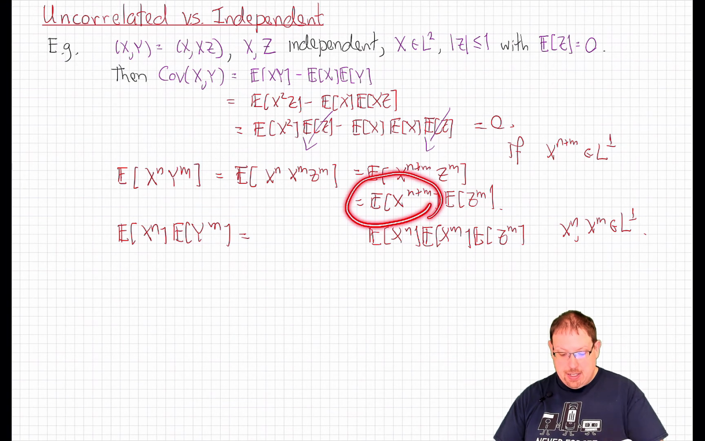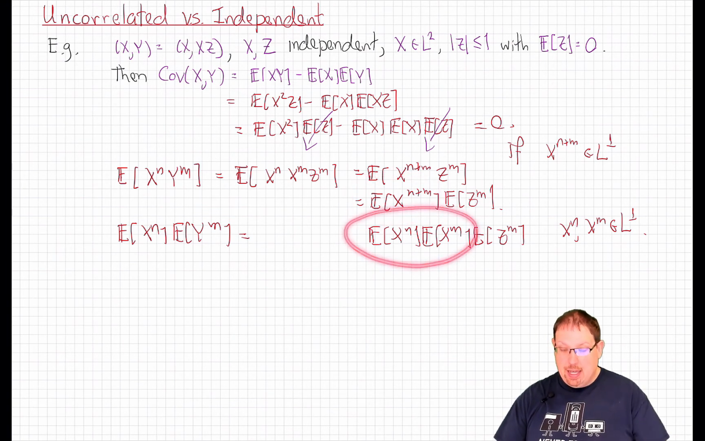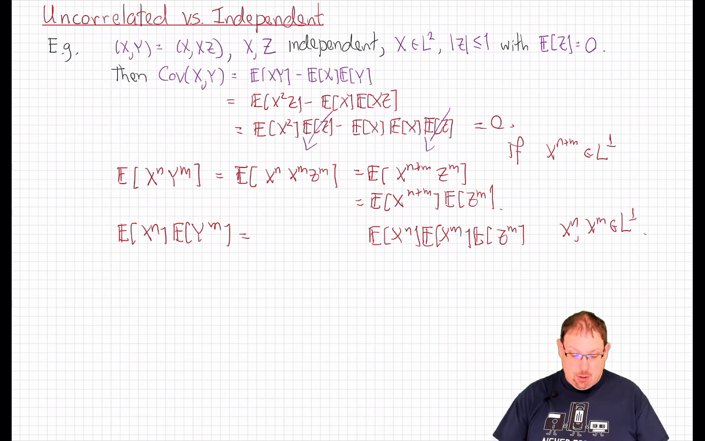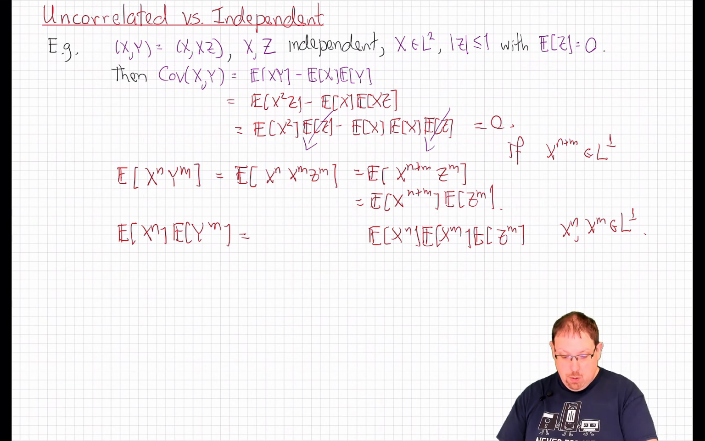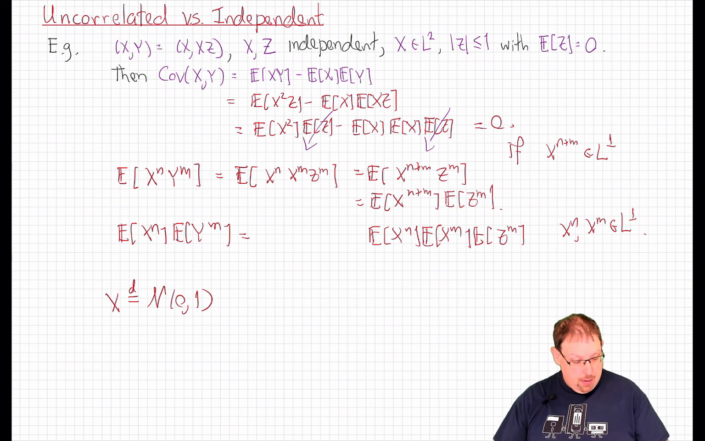Expected value of x to the n plus m typically will not equal expected value of x to the n times expected value of x to the m. That sort of looks like x being independent from itself, which, as we've noted, really only holds when x is a constant. In fact, we can show that this doesn't work in lots of situations. We just need to make sure these conditions are met, and we can do that by, for example, taking x to be a standard normal random variable.